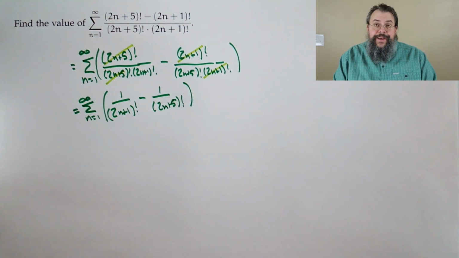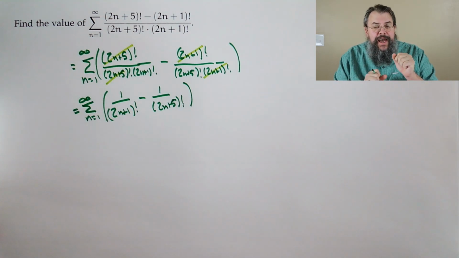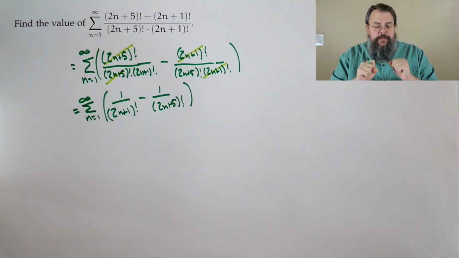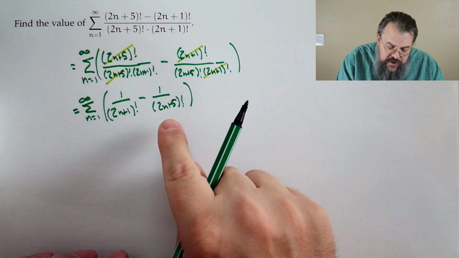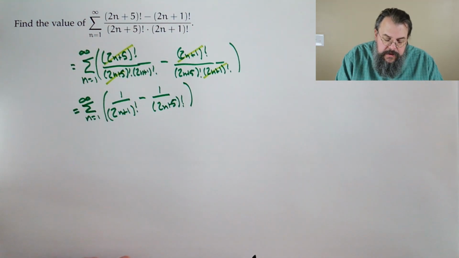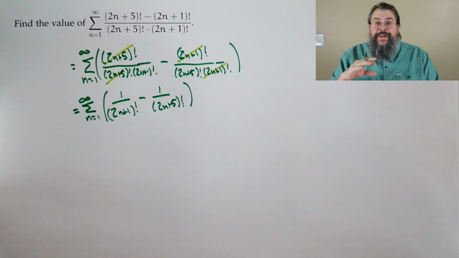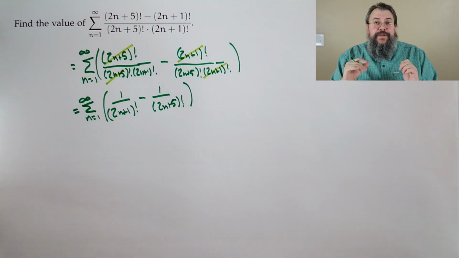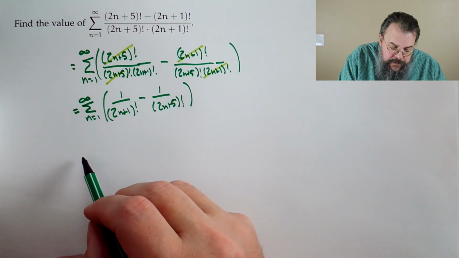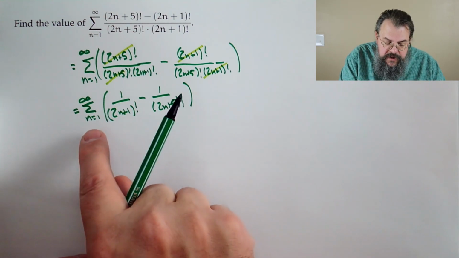Now this is pretty promising. It looks like a very similar thing being subtracted, but off by a little bit. If you look at (2n plus 5) factorial, what is that telling us? We'll come back to this in a second. Let's write down the first couple of terms and see what's going on, because that's very helpful when doing telescoping. Remember, we're starting at 1.